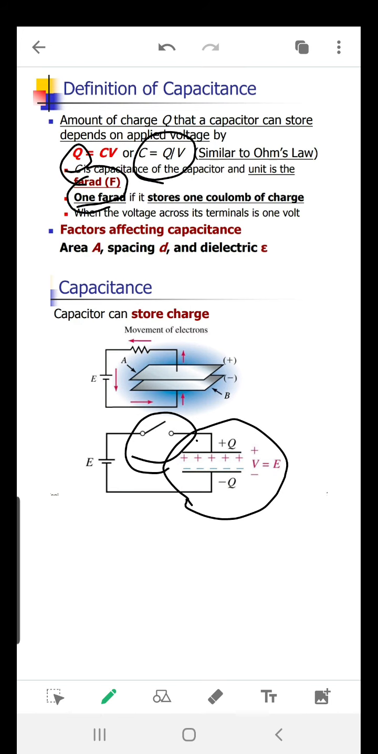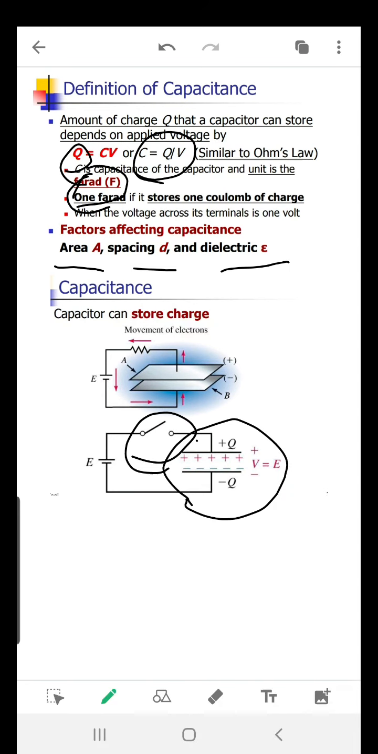Farad is a very high unit. So mostly the capacitance is denoted by microfarad or picofarad. And 1 farad, it stores 1 coulomb of charge if 1 volt of voltage is applied across the terminal. So the factors which are affecting the capacitance are area, the space, and the dielectric constant.